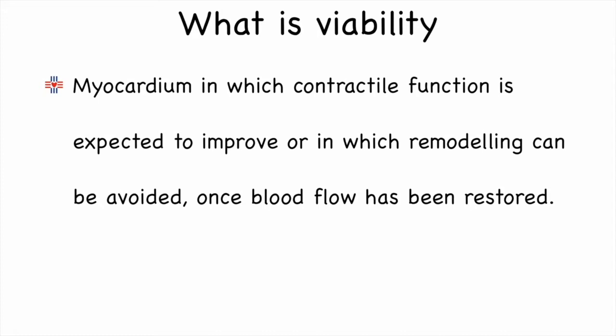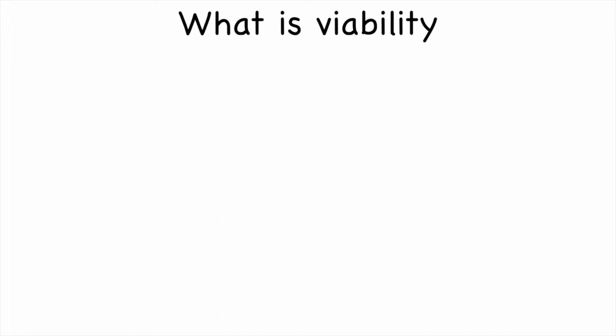Classical definition of viability says that a viable myocardium is one which will improve its contractile function or in which remodeling can be avoided once blood flow has been restored. In simple terms, viable myocardium is alive, and if the blood supply is restored, it will work better than what it is currently doing. On the other hand, non-viable myocardium means a myocardium which is dead, and improving its blood supply will have no effect in improving its function.